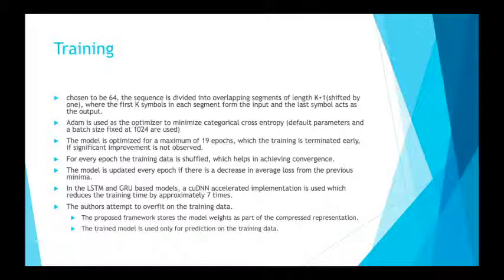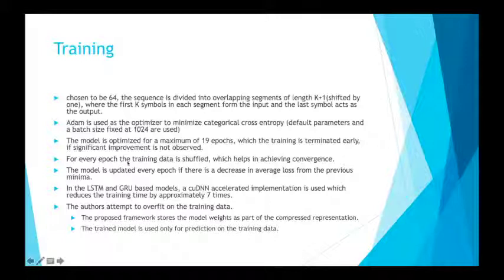Then we start training on the text we have, which is given on the Lovecraft website. The sequence is divided into overlapping segments of length K plus 1, shifted by 1, where the first K symbols in each segment act as the input and the last symbol acts as the output. An Adam optimizer is used to minimize the categorical cross entropy, with default parameters and a batch size fixed at 1024. The model is optimized for a maximum of 19 epochs, and training is terminated early if significant improvement is not observed.